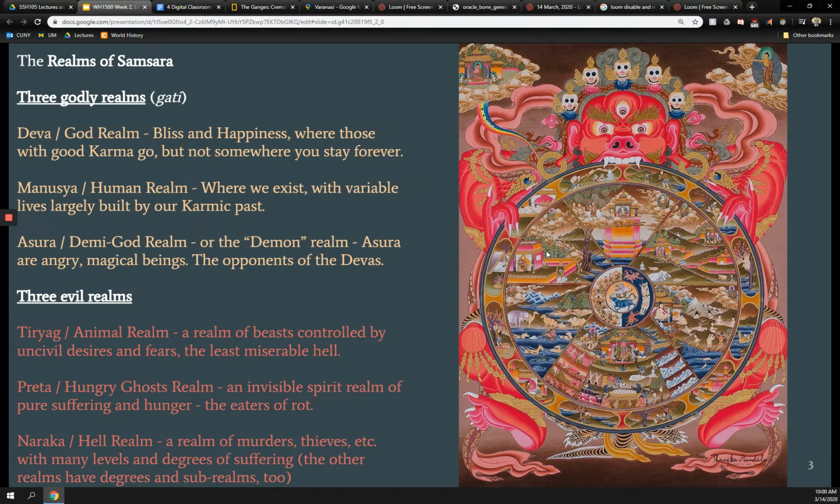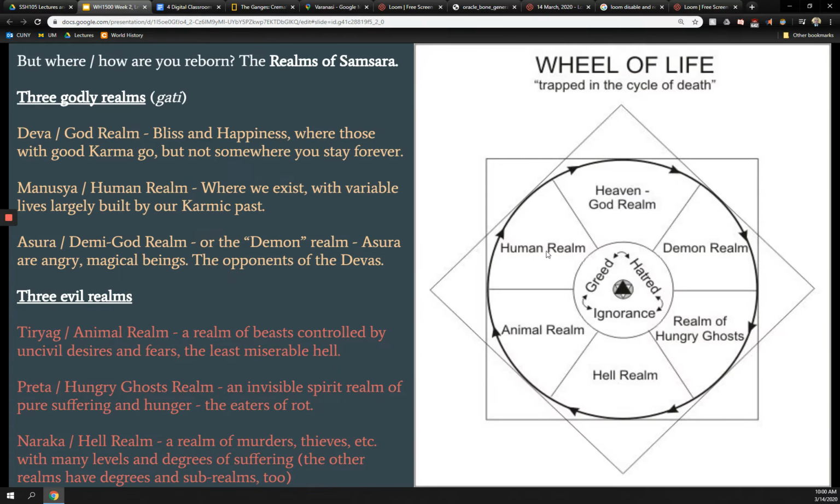The Ashura or demigod realm, it can also be called the demon realm, is a place of kind of opponents of the devas. These are angry magical beings, as it says there. They are the counterpoint to the devas. So they tend to be devious. They use magic for bad purposes, oftentimes. And so that's one reason why this is often called a demon realm.